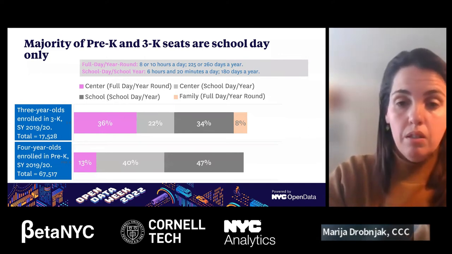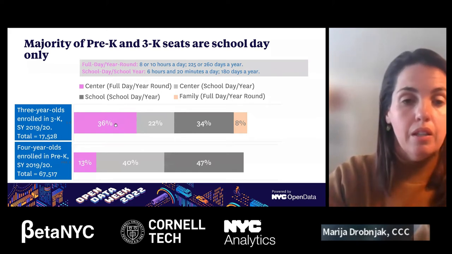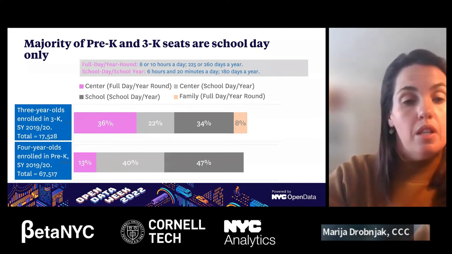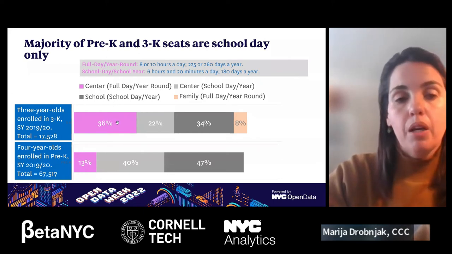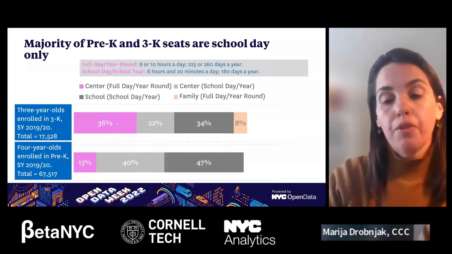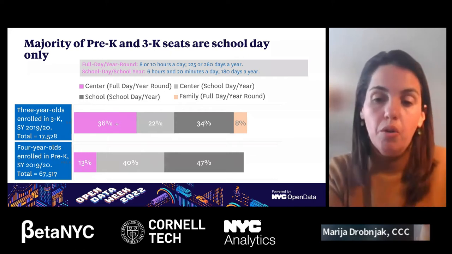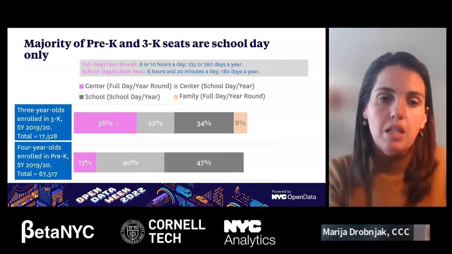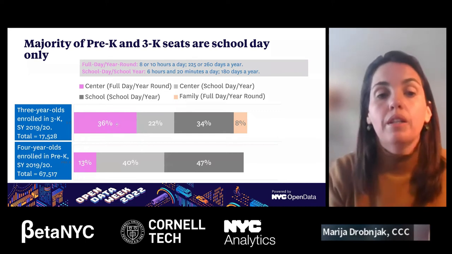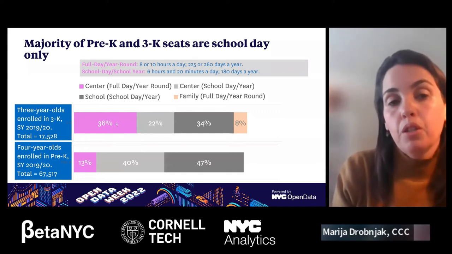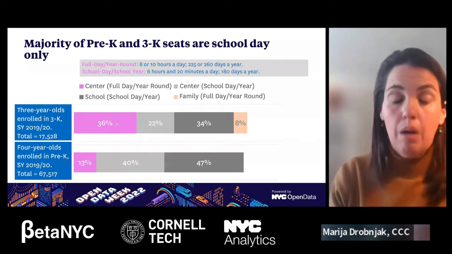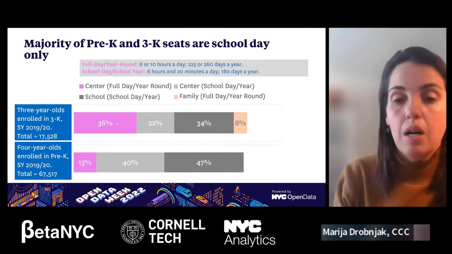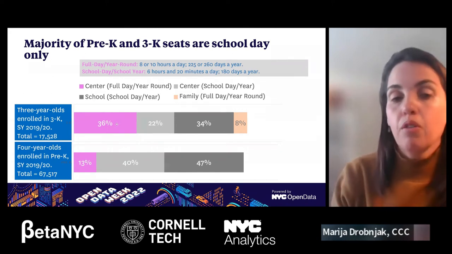Among three-year-olds, the situation is slightly different, and it's more even. We have 36% of three-year-olds in these centers, but it is mainly because a lot of three-year-olds were already enrolled in these historically subsidized settings. So they're now making that higher share. But it will be interesting to see, as we have 3K piloting in more districts, whether parents are making different choices and maybe enrolling children in schools or in different centers.